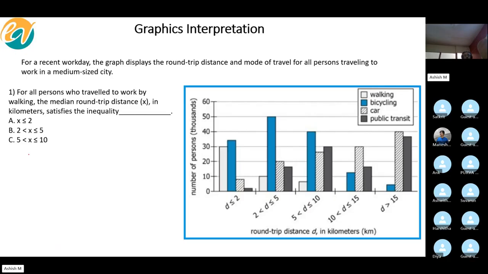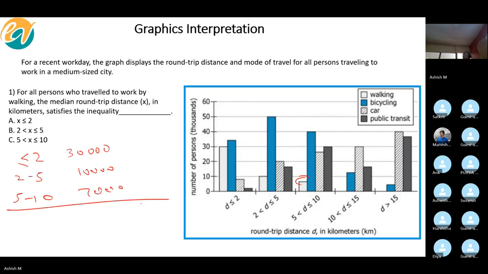basically lesser than 2, correct? How many people? 30,000. Agreed. Between 2 to 5, 10,000, right? And then between 5 and 10, it would be 7,000. All right. Agreed. So if you technically look at how to find out the median, 47 total. Okay. All right.